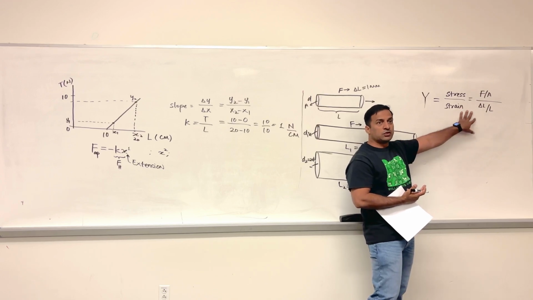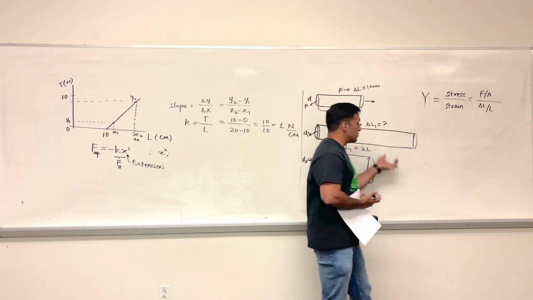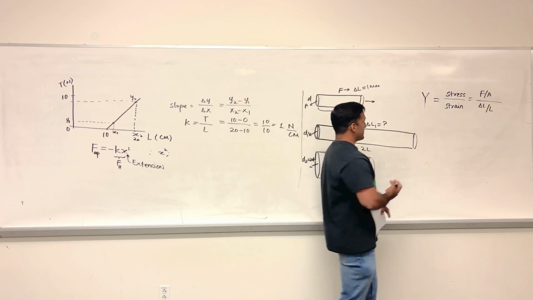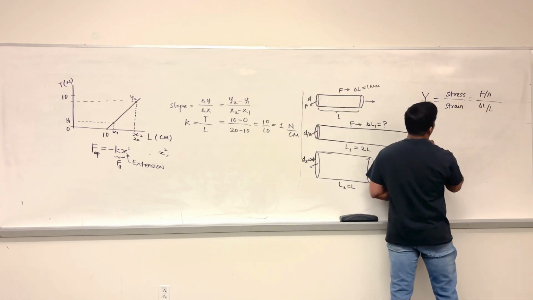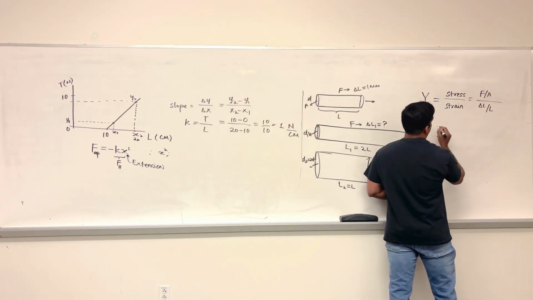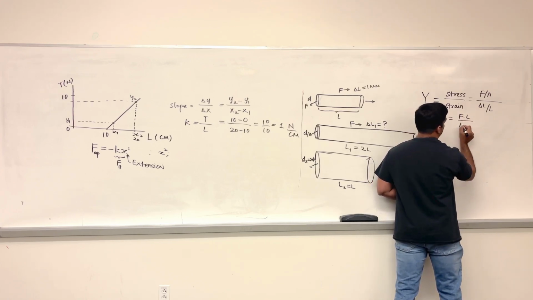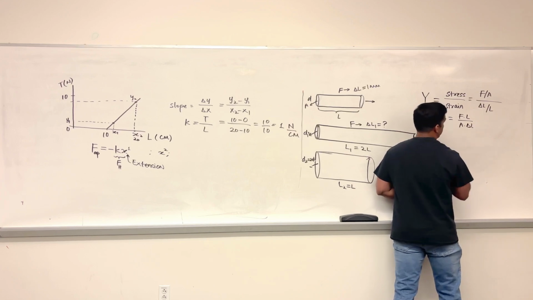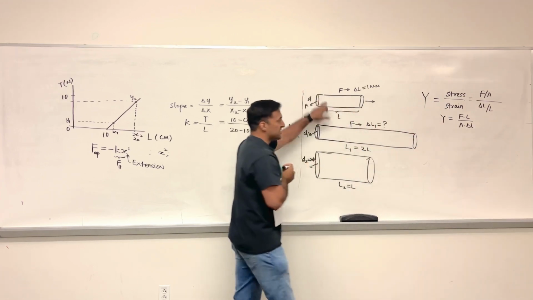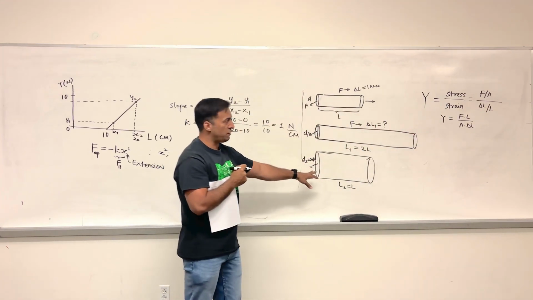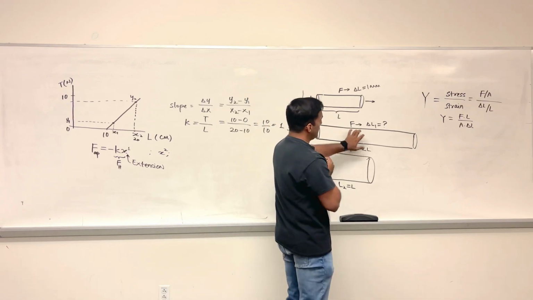So we just need to apply this formula on these two situations. Let's write it in a little bit more explicit form, and this will give us Y equals FL divided by A times delta L. This is Young's modulus, and it is the same for all these three configurations of the wires. Let's try to solve this first part.